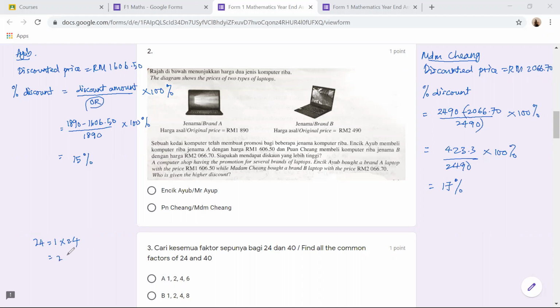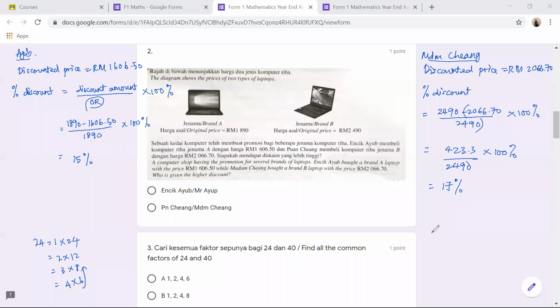And then increase. After 1 will be 2. 2 times 12. After 2 is 3. 3 times 8. After 3 is 4. 4 times 6. After 4 will be 5. 5 cannot. After 5 is 6. You see, 6 is repeating itself. So you just stop when you see the number repeating itself. So these will be the factors of 24.